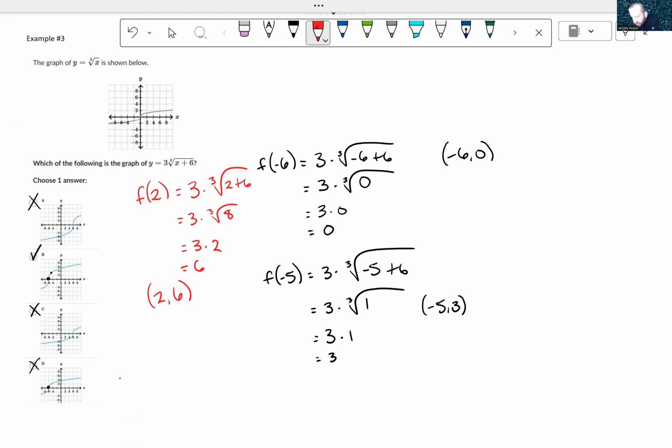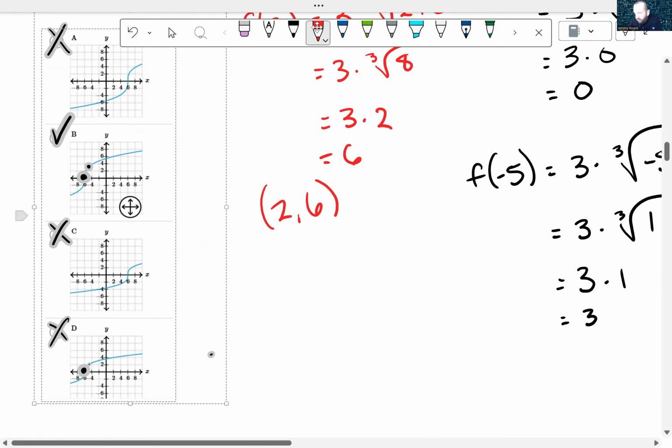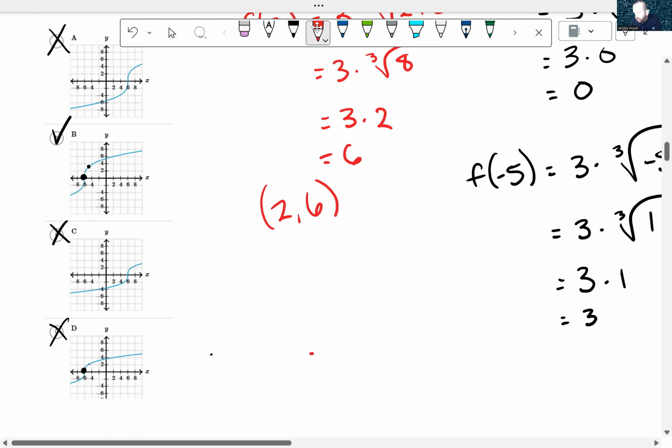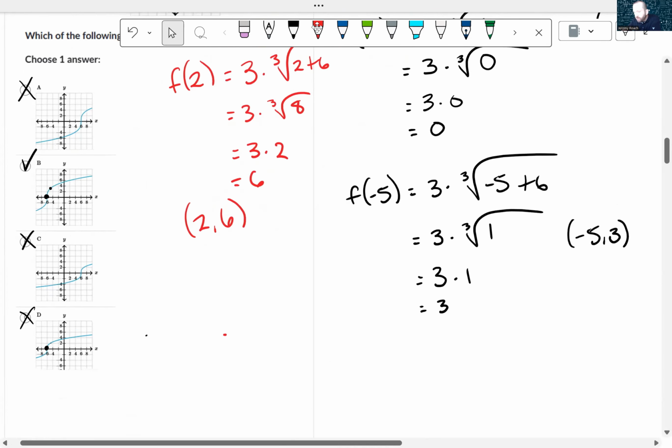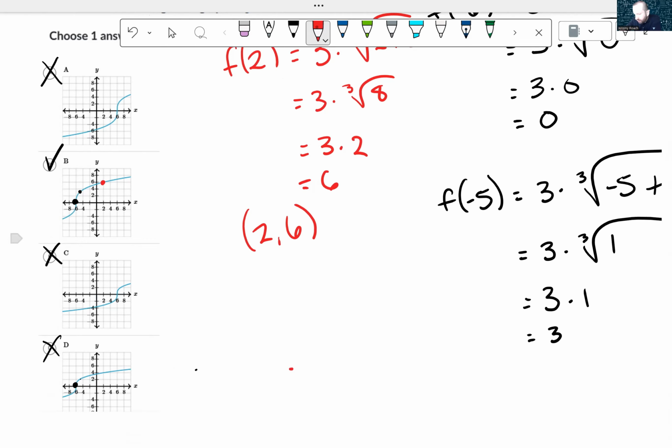And now we can start to see for sure where is 2, 6 on here? If you weren't quite sure about the point from earlier that we found, which was negative 5, 3, you could find where is 2, 6. So 2, 6 looks like that's on graph B also. And we get 2, 4 on D, so that's not correct.